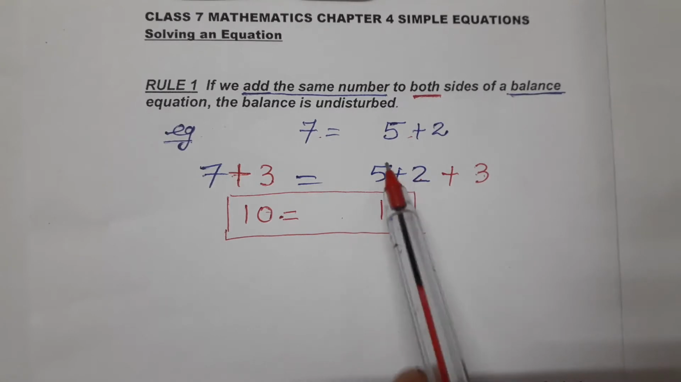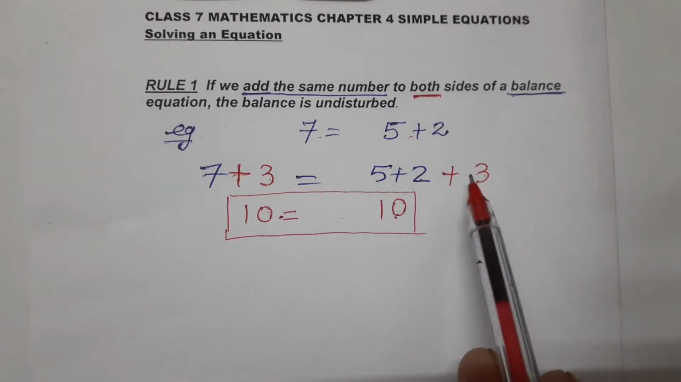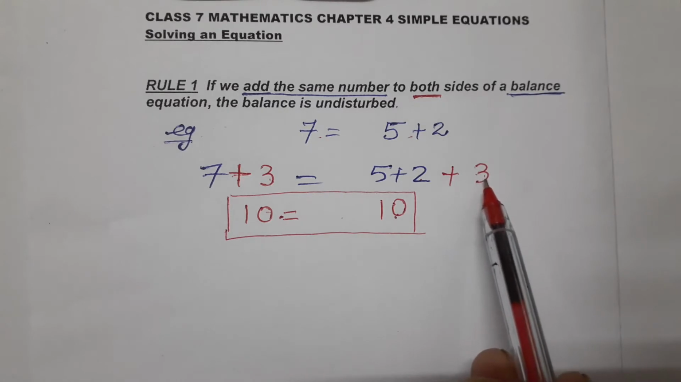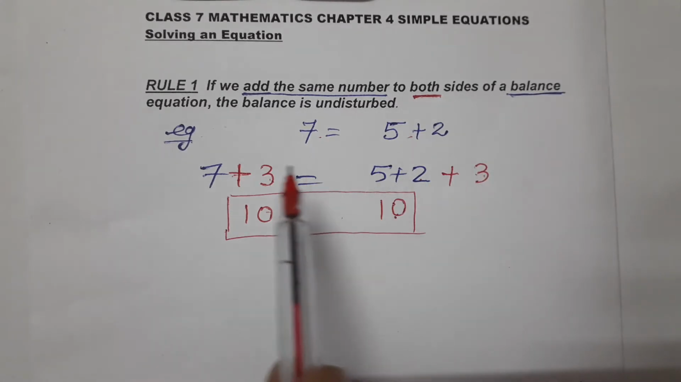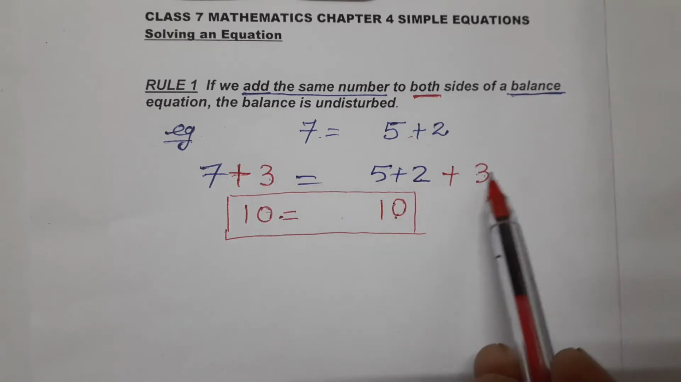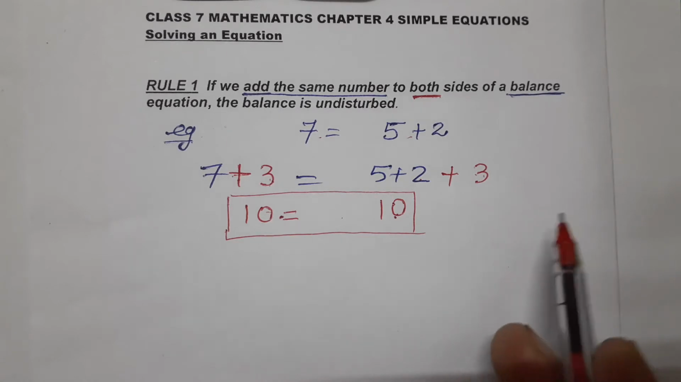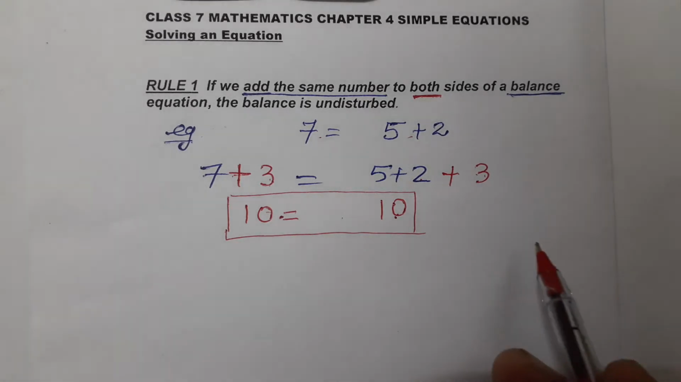So every time remember, whatever we are adding to the left hand side, the same we have to add to the right hand side also. So the balance will remain the same and the same number you have to add. And don't think that कि यहाँ पे हम 3 ऐड कर देते हैं, यहाँ पे हम 4 ऐड कर देते हैं, ऐसा भी नहीं. हमें same number दोनों साइड में ऐड करना. So the balance will remain undisturbed.